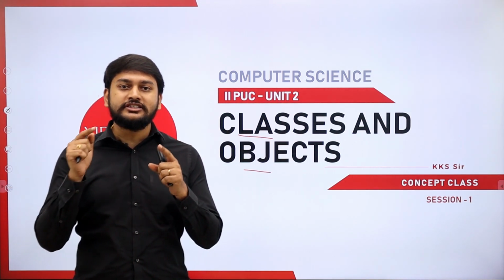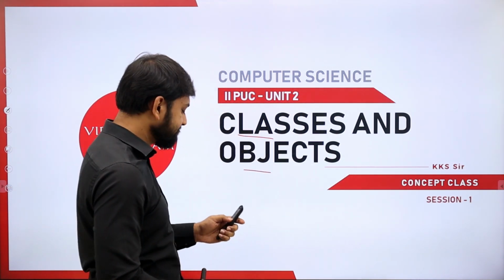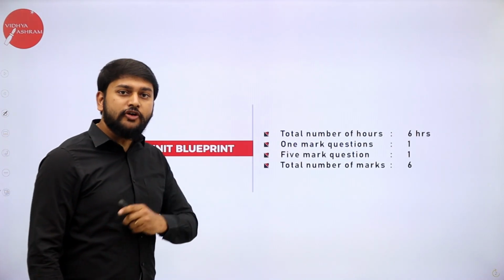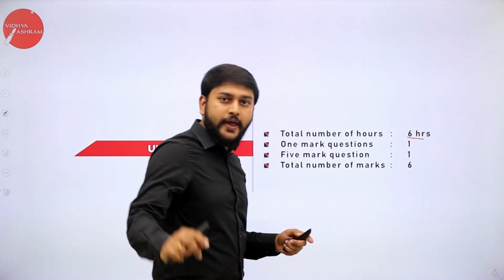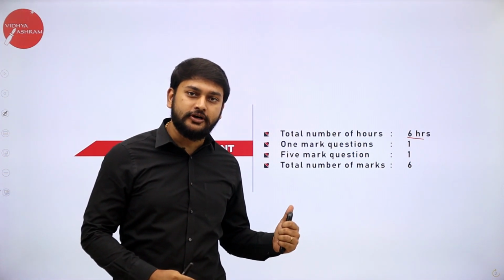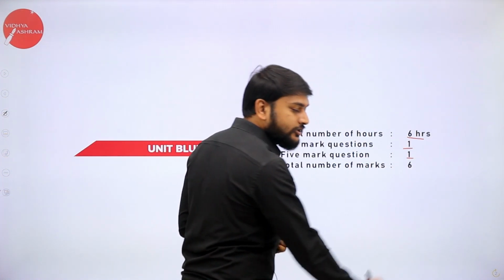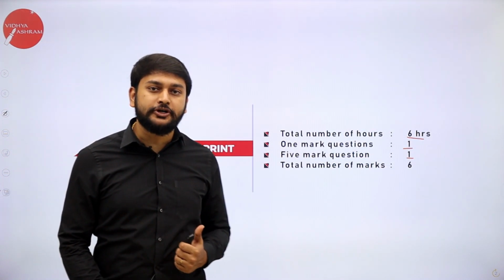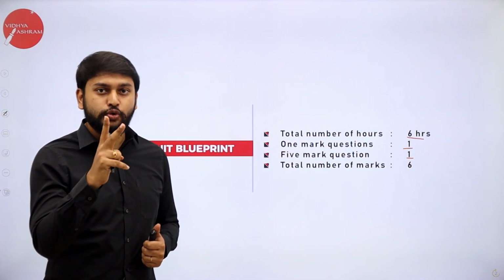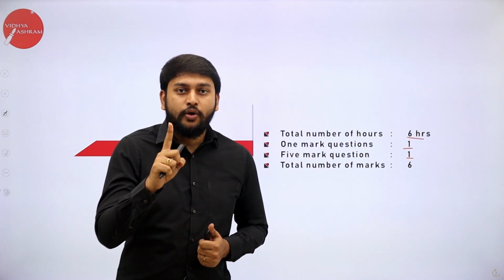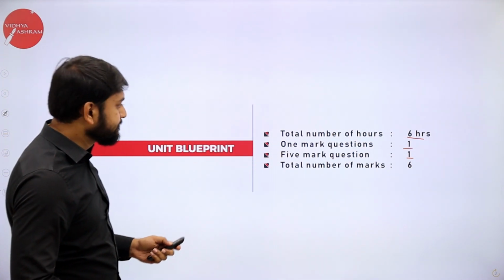Before getting into this chapter in detail, I would like to discuss the blueprint of this chapter. The number of hours I need for this chapter is 6. You can expect 2 questions from this chapter, that is 1 mark, 1 question and 5 mark, 1 question. So in total from this chapter you will be getting 6 marks. I will repeat, you will be getting 2 questions, 1 mark, 1 question and 5 mark, 1 question. Moving on to the next slide.